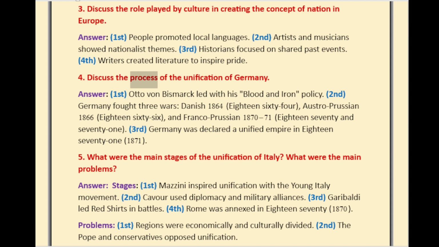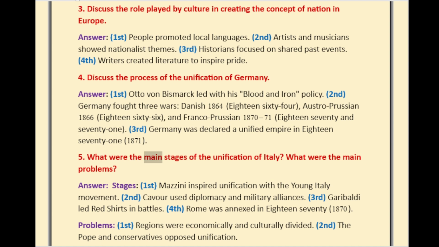4. Discuss the process of the unification of Germany. Answer. First, Otto von Bismarck led with his blood and iron policy. Second, Germany fought 3 wars: Danish, 1864, Austro-Prussian, 1866, and Franco-Prussian, 1870 and 71. Third, Germany was declared a unified empire in 1871.